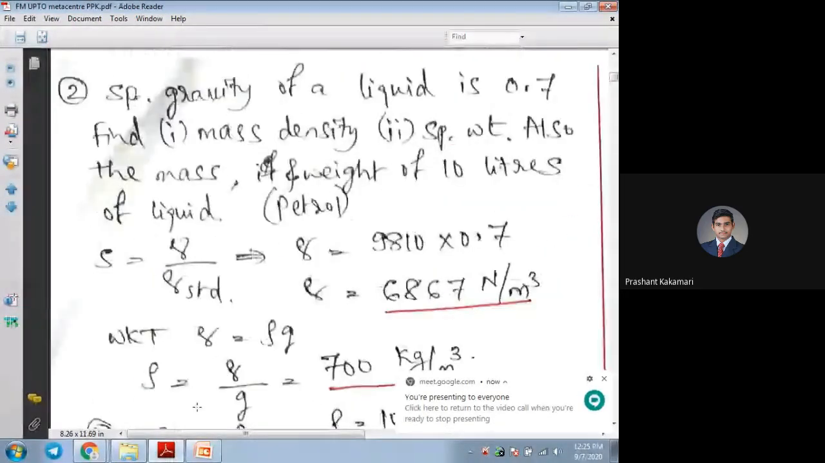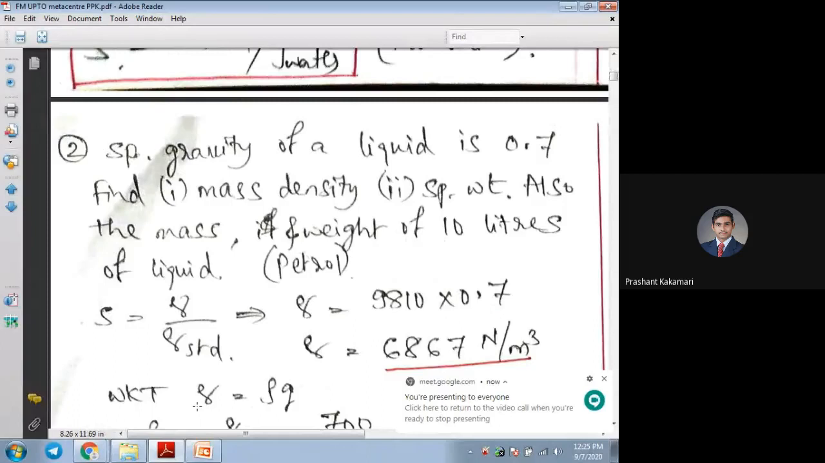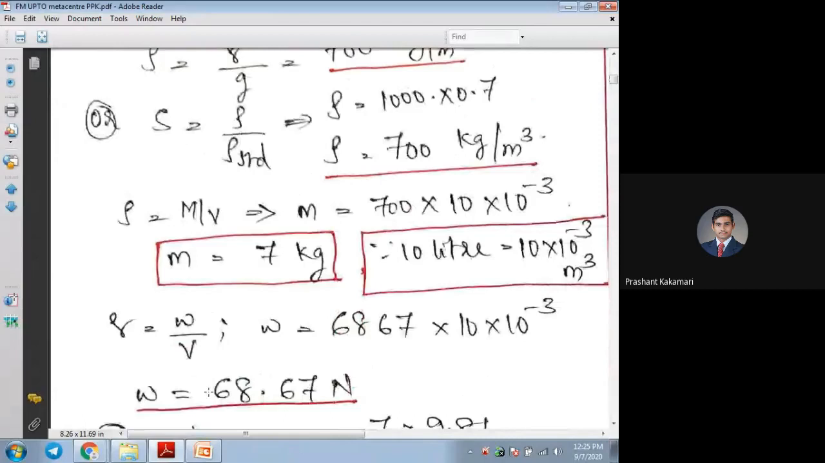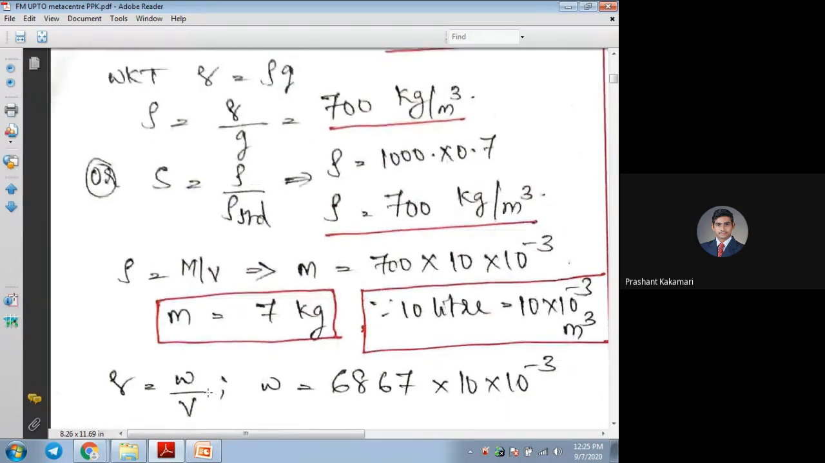So next, what they're asking in the question, you just see. Specific weight is over. Now we need to find out mass and weight as separate entities for the given liquid, petrol, for 10 liters. So for that, what we have done here is that liter we need to convert into meter cube. Okay, so 10 liters in meter cube will be how much?